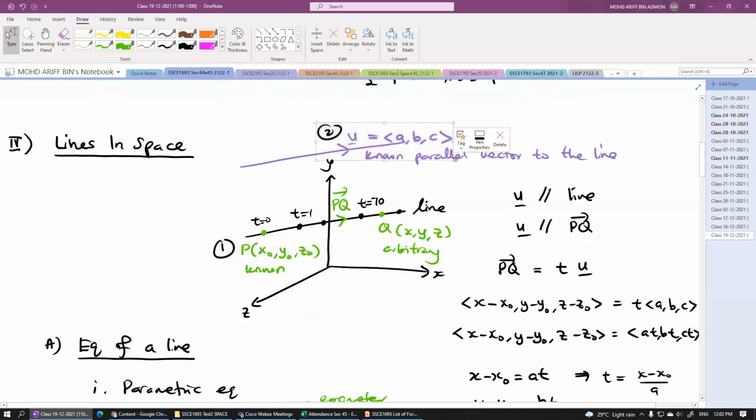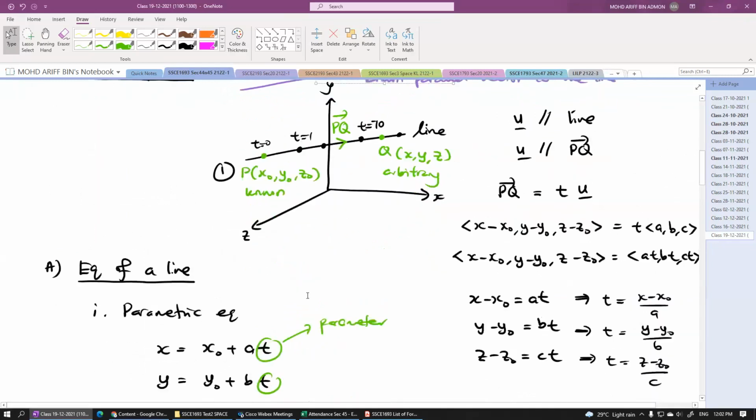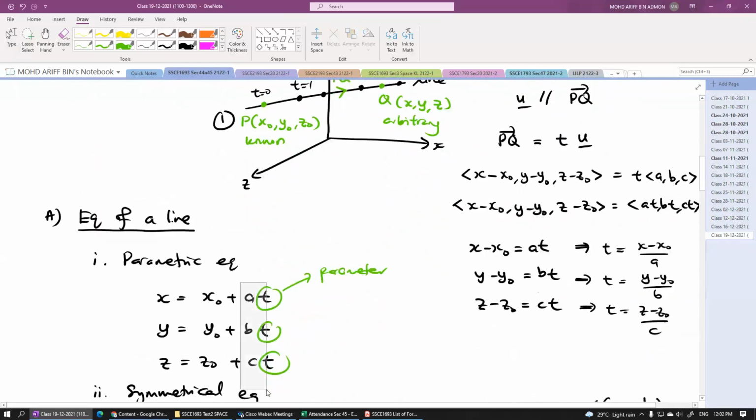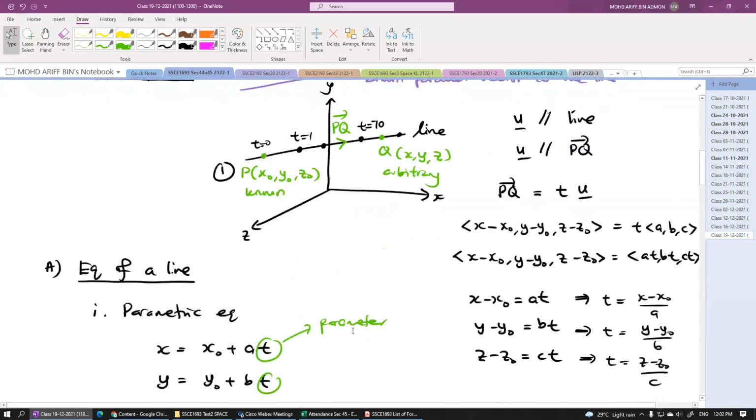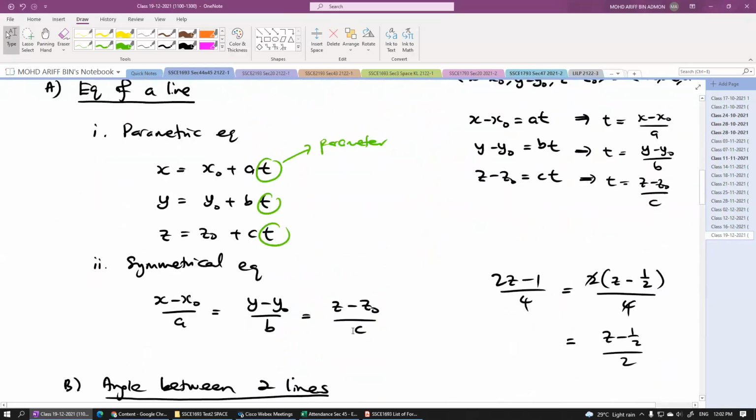You cannot write your symmetrical equation. The same goes if some of the information is not given: you cannot get, for example, the parallel vector from your given equation of a line. Remember those two pieces of information: a point on the line and also a parallel vector to the line.